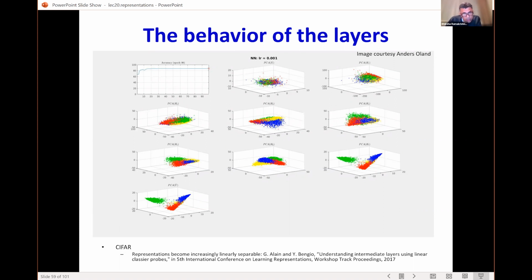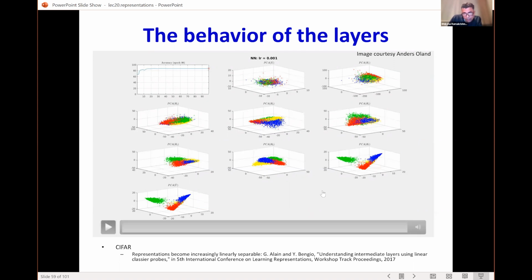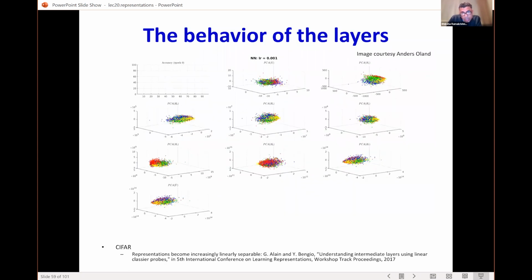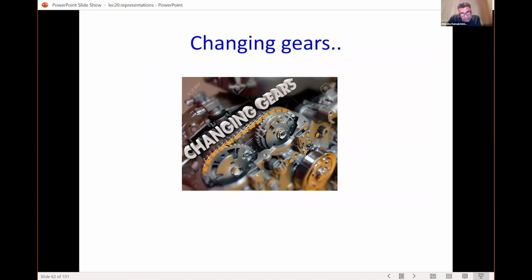So, questions, anyone? No. Okay. So we get an idea of what the network is doing, right? What the lower layers of the network are doing.